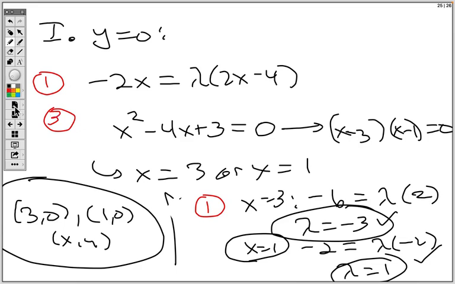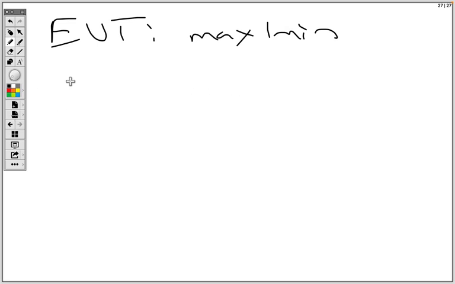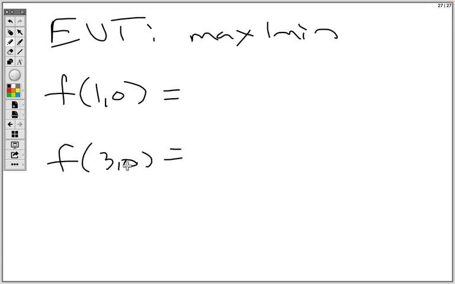So according to Lagrange's theorem now, we're good to go. So we know the EVT tells us that there's a max and a min. And so we plug in the points we get. We got f of 1, 0. F of 3, 0. And we're plugging these into our function f of x, y.